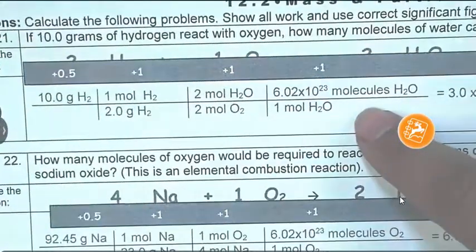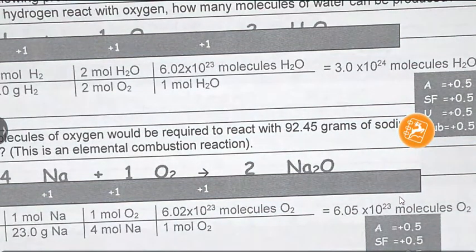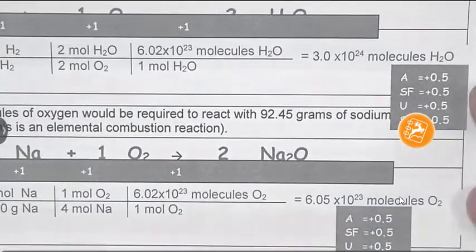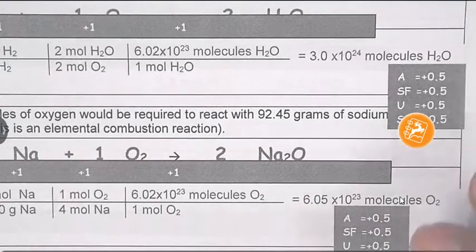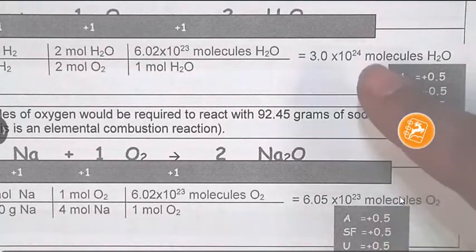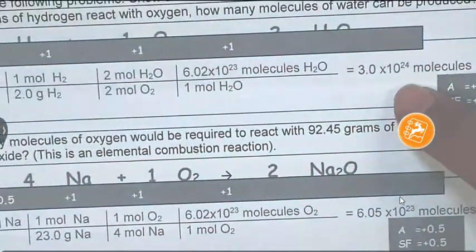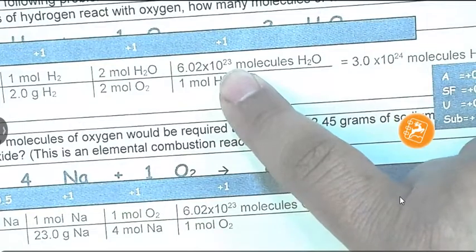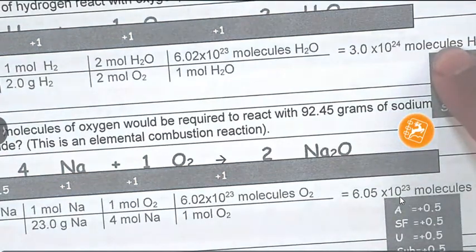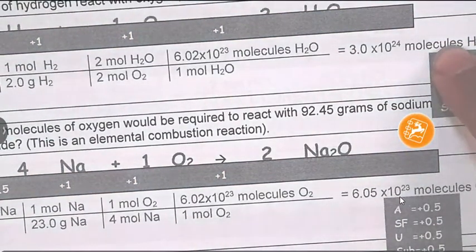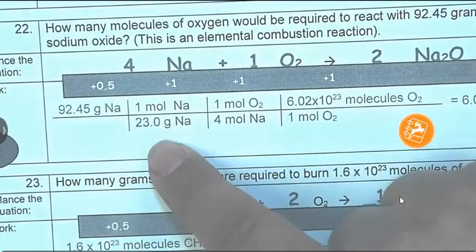2 over 2. And then we multiply by Avogadro's number, 6.02 times 10 to the 23 molecules of H2O, which gives you 3.0 times 10 to the 24th molecules of H2O. Any questions on that? 22. Oh, wait. If you forgot the power of 10, it's minus a half. What if you accidentally solved for grams because you didn't look at the problem, right? It would be minus 1 here, half for the answer, half for the unit. 22. 92.45 grams of Na divided by 23.0 grams of Na.